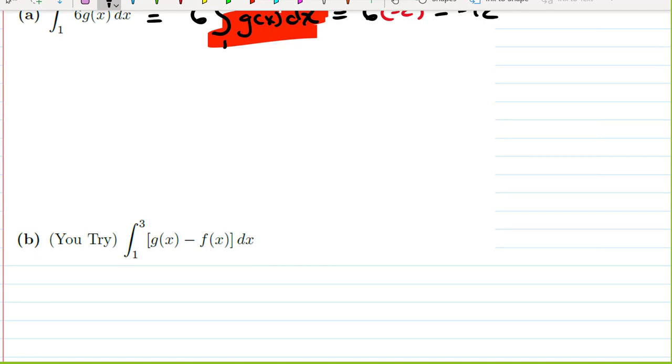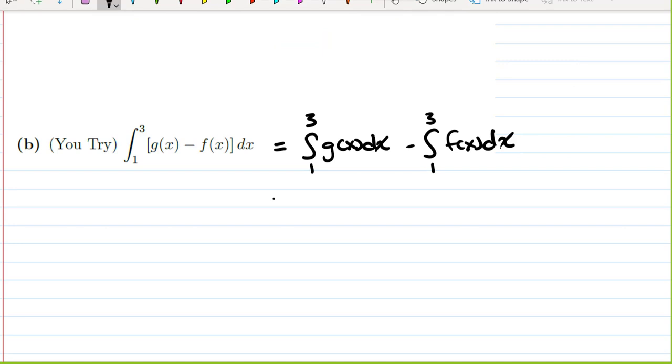All right, so to do this problem, we're going to use the sum and difference property of integrals. So this is equal to the integral from 1 to 3 of g of x dx minus the integral from 1 to 3 of f of x dx. And we know that the integral from 1 to 3 of g of x dx is negative 2, minus the integral from 1 to 3 of f of x dx, which is 7. So negative 2 take away 7 gives us negative 9.